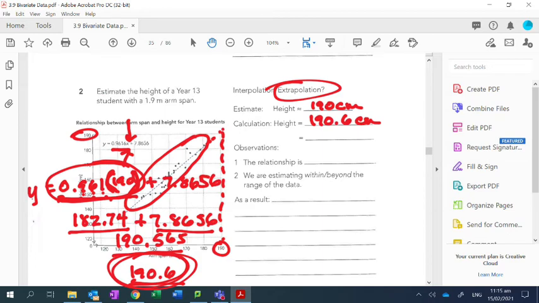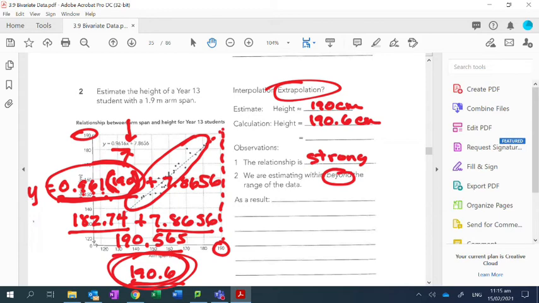Okay? The relationship is what? Strong. Okay? We are estimating within or beyond the data? Beyond, right? Be careful. We're beyond the data, so extrapolation. So they're asking the same question twice. As a result, because we are estimating beyond the data, even though the relationship is strong, now you can read this out of the back of the book, and it's going to be slightly different from what I say. Even though the relationship is strong, that data point may not exist in reality, right?